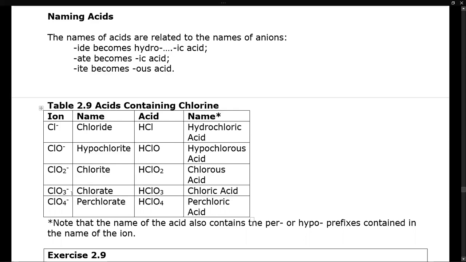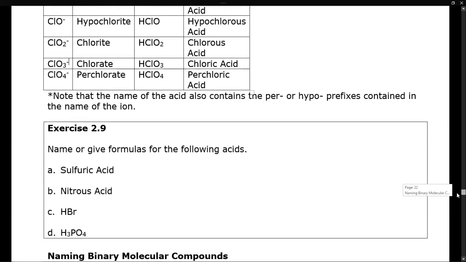Chlorate, ClO3 minus 1, forms HClO3, or chloric acid, and ClO4 minus 1 is perchlorate, and it forms HClO4, which is perchloric acid. So what we'll do is look at a couple of these acids and either give the formula or name them, and then we'll move on to binary molecular compounds.